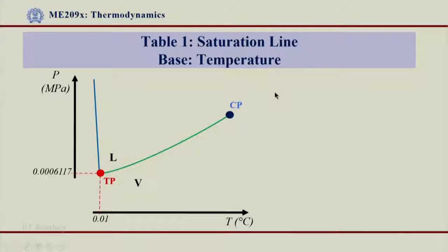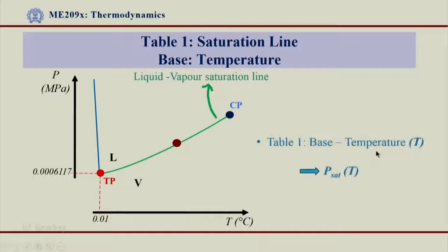That is what we want to understand. This is my liquid vapor saturation line, and let us look at this point which lies on this LV saturation line. This may be a saturated liquid, saturated vapor, two phase, whatever it could be, but it lies on the liquid vapor saturation line. And as I have already said, table 1 and table 2 deal with liquid vapor saturation line only. So, table 1 base is temperature.